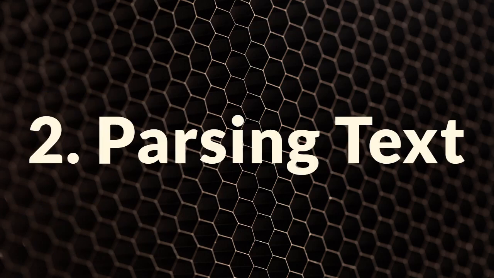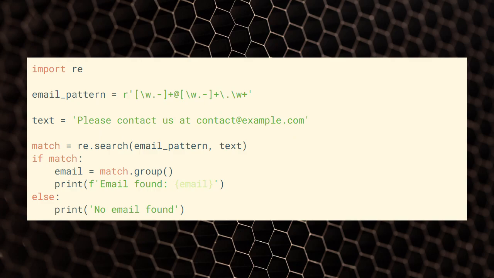Let's start by learning how to parse text in Python. We can use the re regular expressions module to search and manipulate text. Here's an example code snippet that demonstrates how to search for and extract an email address from a given text. First, we import the re module. Then, define a regular expression pattern for an email address. Finally, we use the search function to find the email address in a text.